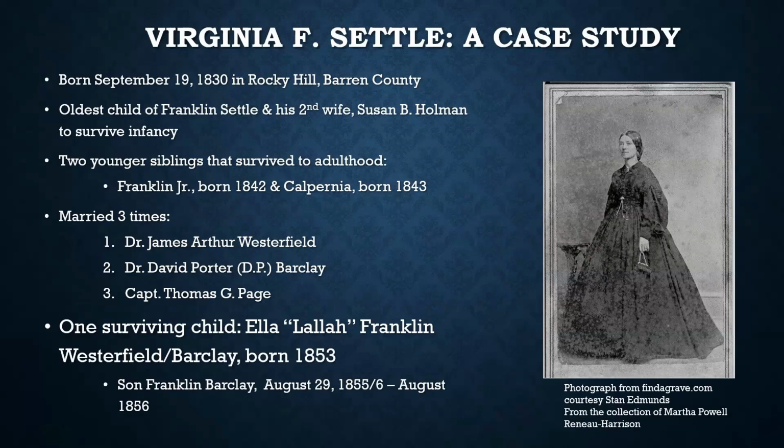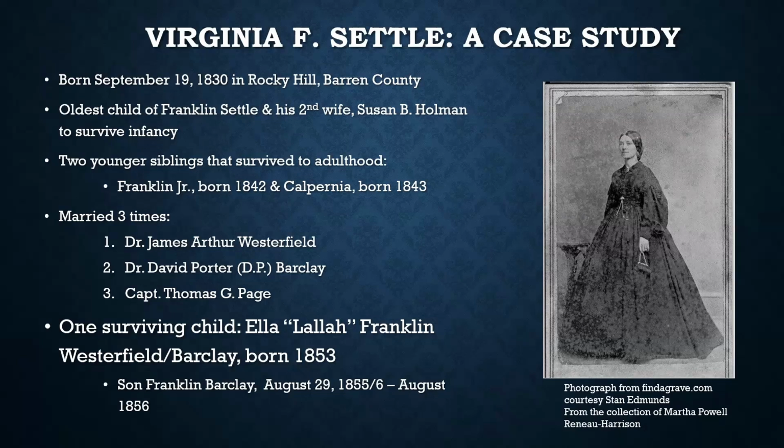She was the oldest child of Franklin Settle and his second wife, Susan B. Holman, who survived infancy. There are some Bible records for the family that have been transcribed that I've found in some periodicals that give the birth dates, and it does appear there were several other children who died in infancy. And she had only two younger siblings that also survived to adulthood: Franklin Jr., born 1842, and Calpurnia, born 1843.